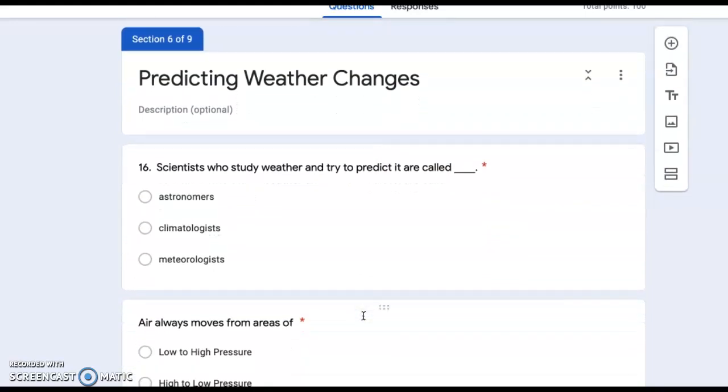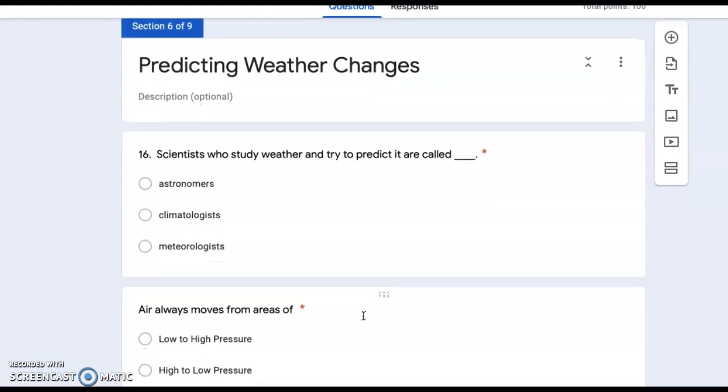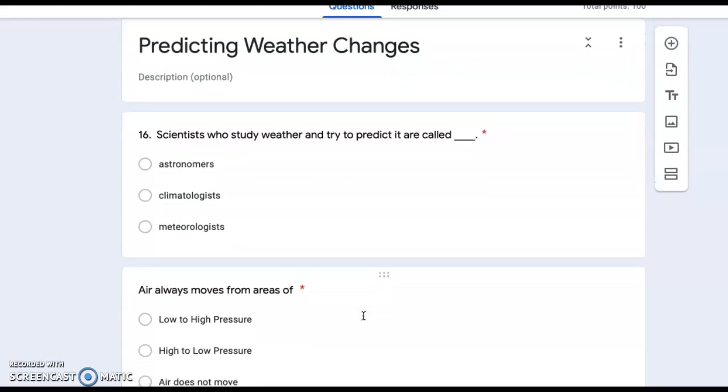Predicting weather changes. Scientists who study weather and try to predict it are called astronomers, climatologists, or meteorologists.